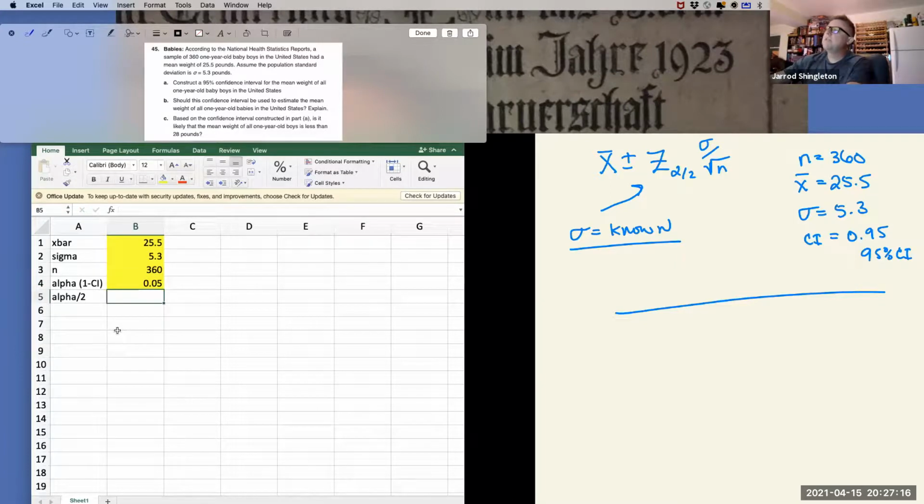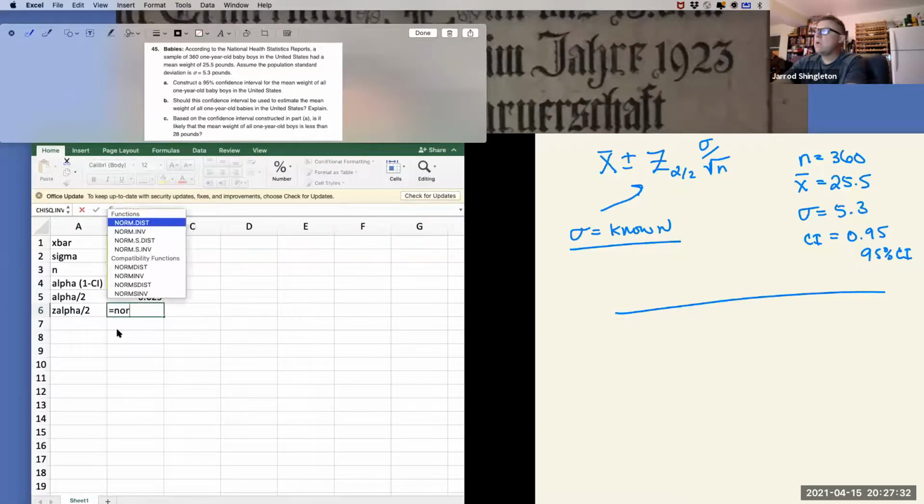Okay. Let me divide that 0.05 by 2. That one is going to be calculated. I could update this and that'll be calculated itself. What else do I need? Z alpha over 2. Okay, this is going to be norm dot inverse of the probability, the alpha over 2. My mean is 0 and my standard deviation is 1.